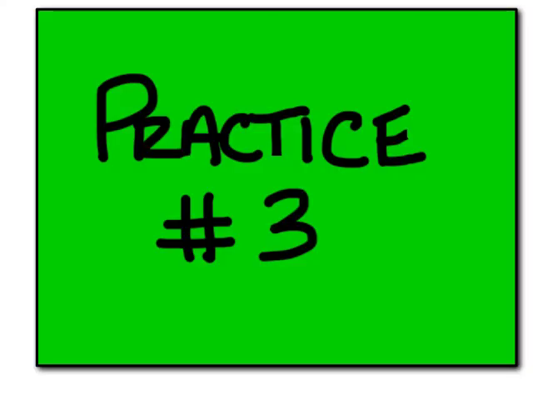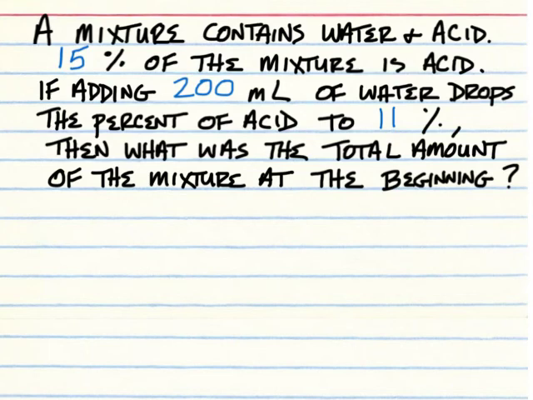Practice number 3. A mixture contains water and acid. 15% of the mixture is acid. If adding 200 milliliters of water drops the percent of acid to 11, then what was the total amount of the mixture at the beginning?